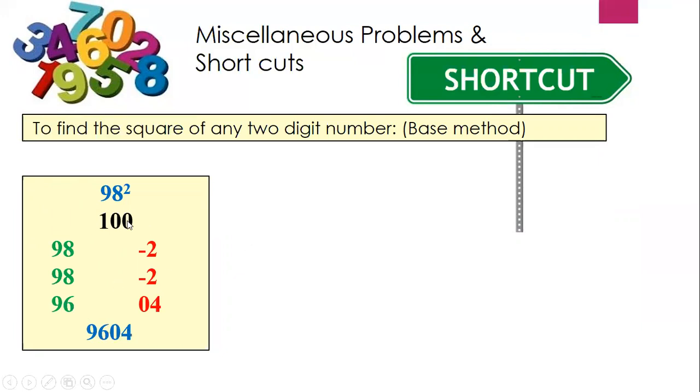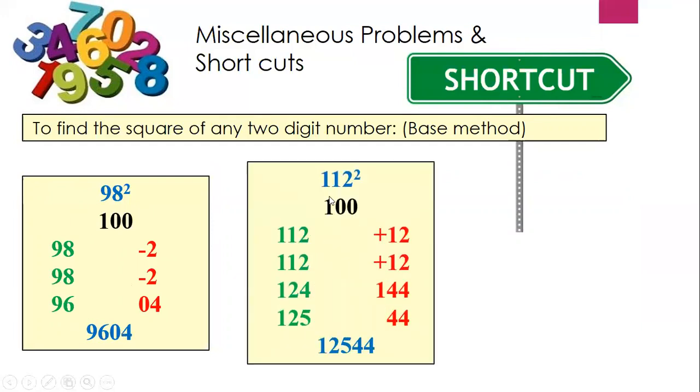Okay. 98, 100 as our base. 98, 98. The difference between 98 and 100: minus 2, minus 2. Here you need to find out the product that will give you the right-hand side 2-digit value, and subtract this value: 98 minus 2. Okay. If it is subtraction, you need to subtract. If it is addition, you need to add. 98 minus 2 is 96. So our answer is 9604.